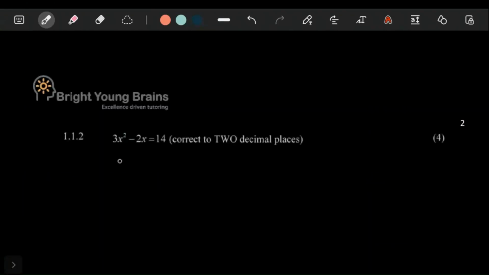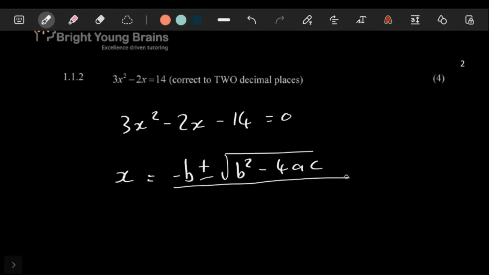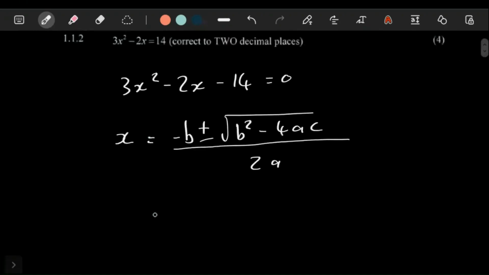So for x here, correct to two decimal places. Any moment they ask you to write your answer correct to decimal places, automatically they're trying to tell you that you need to eventually use the quadratic formula. So let's see here. We would want to make sure that everything is on the same side first, equal to 0 here. And then let us just put this in the quadratic formula. So rewriting the quadratic formula, x is equal to minus b plus minus the square root of b squared minus 4ac, the whole thing over 2a, right? And then let's see, b is like negative 2.